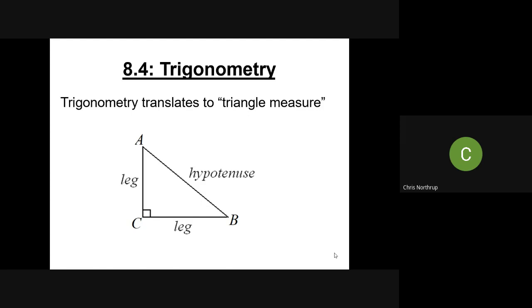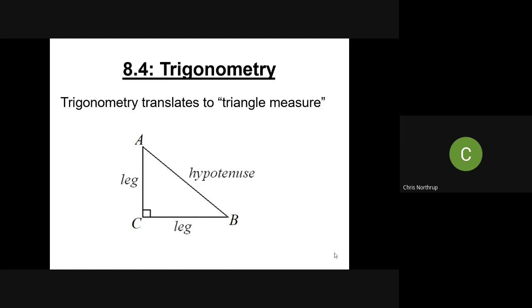Depending on where we are, like if we were standing over at angle A, the legs have different names. If I'm standing at A, then CB would be opposite to me because that's away from me, and AC would be what we call adjacent because that's right next to me. But if I walk over to angle B, those swap places. Then AC would be opposite to me, and CB would be adjacent to me. So we need to keep that in mind.